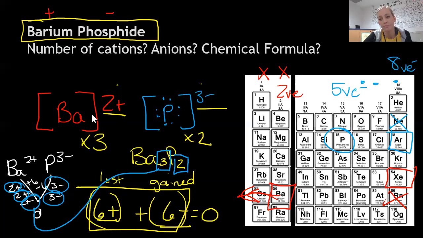Why? Because you lose electrons. Yep, it's the positive charge. So cations are positive, like a cat, positive, right? And anions are negative every time.